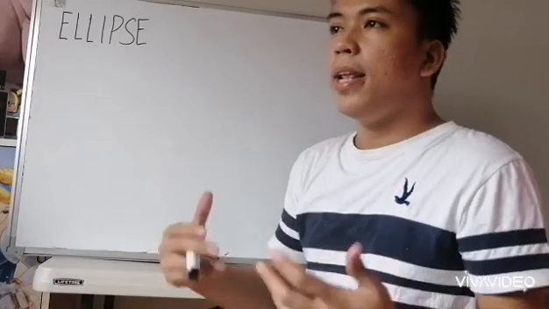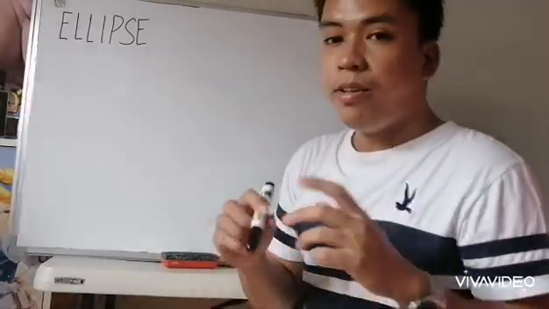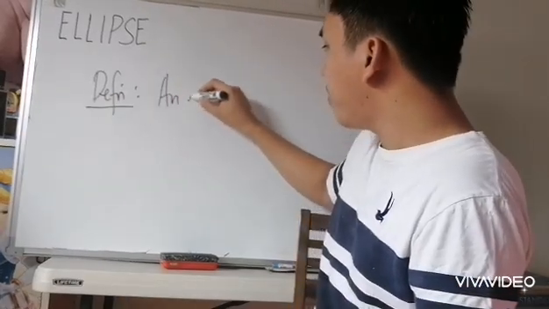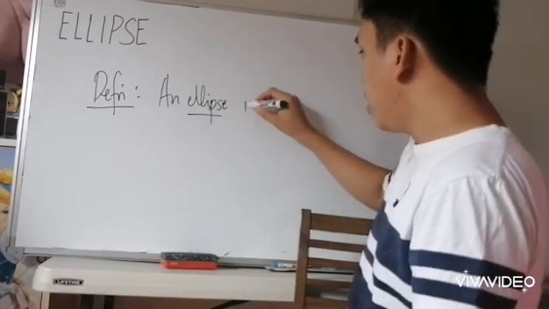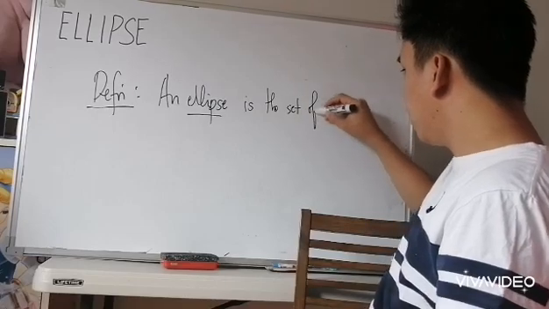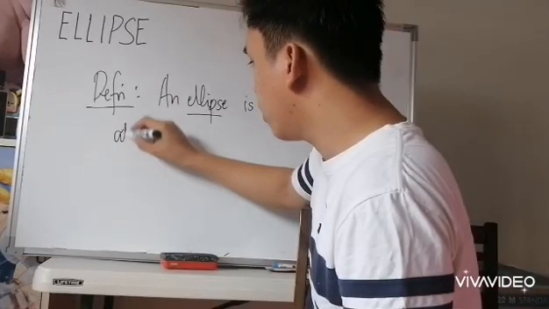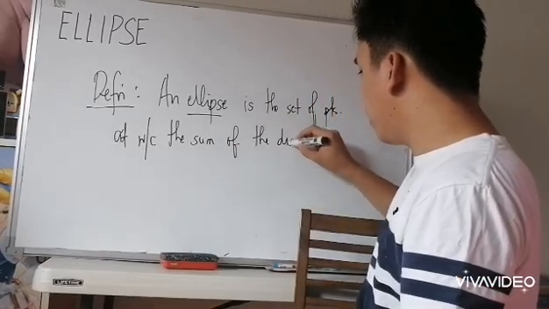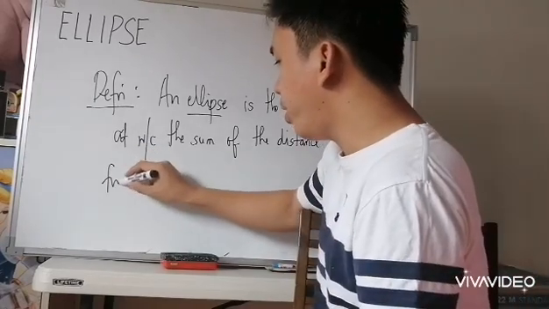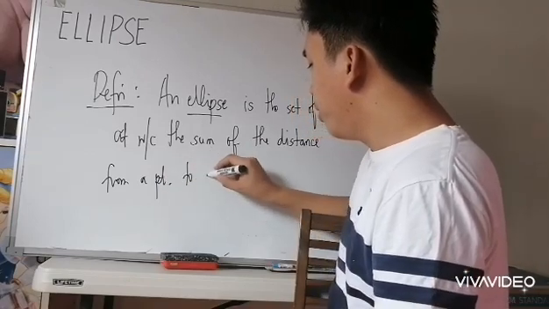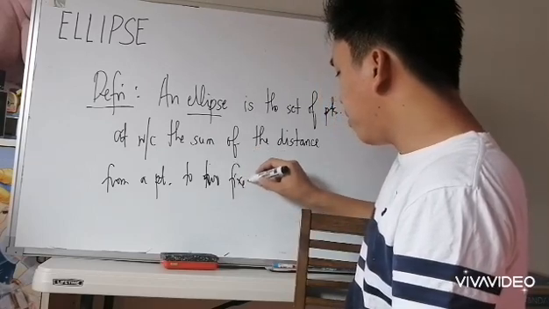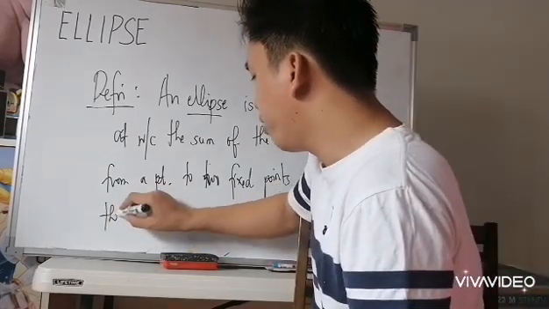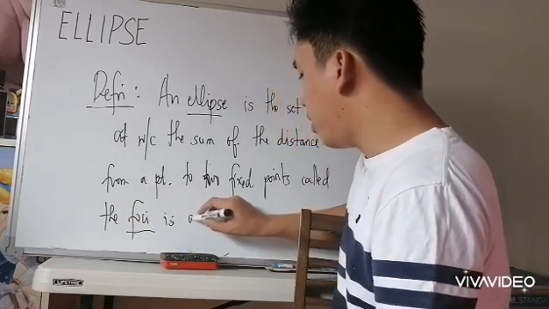In order for us to further analyze and discover the concept of ellipse, we'll first be tackling the formal definition of an ellipse. So an ellipse is the set of points at which the sum of the distances from a point to two fixed points, and these two fixed points are called the foci, is a constant.